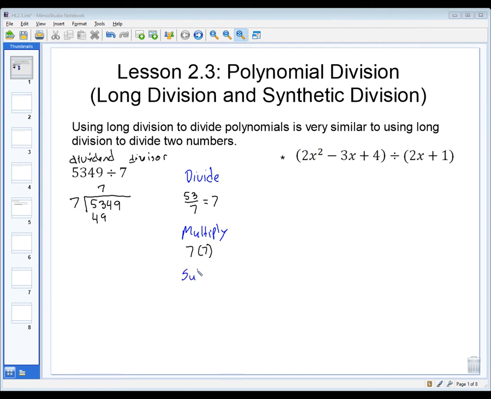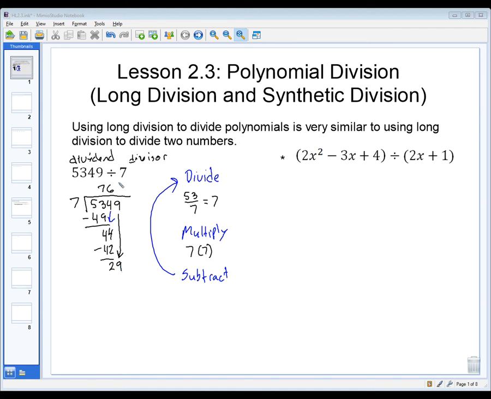Once I get that answer, I'm going to subtract. So I take my 53, subtract the 49, and get an answer of 4. Now I bring down the next term so that I get 44, and then I repeat this process again. I go back up here and divide. 44 divided by 7 is 6. 6 times 7 is 42, and then I subtract. 44 minus 42 is 2. Bring down the next term and do it again.